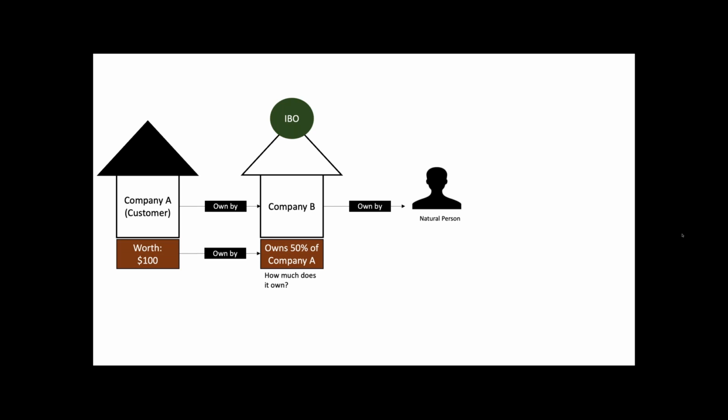Now, say for example, company B owns 50% of company A. He owns $50, like we already initially identified. And if a natural person owns 50% of company B, how much does he own? $25. Thank you.